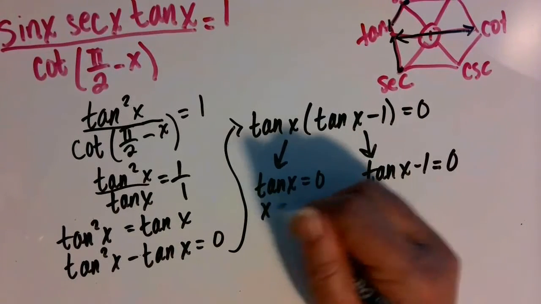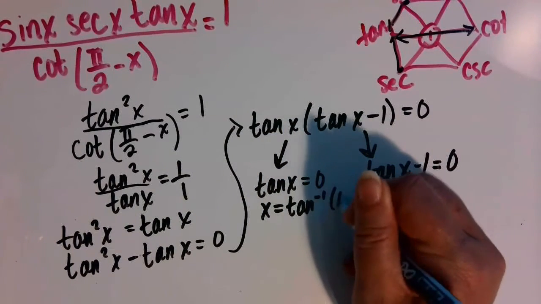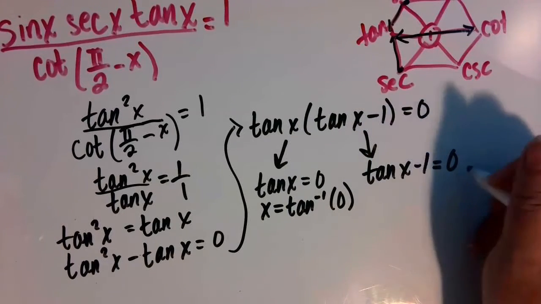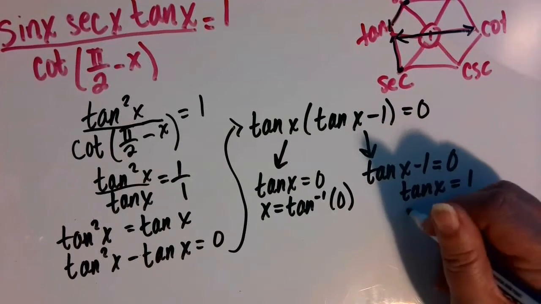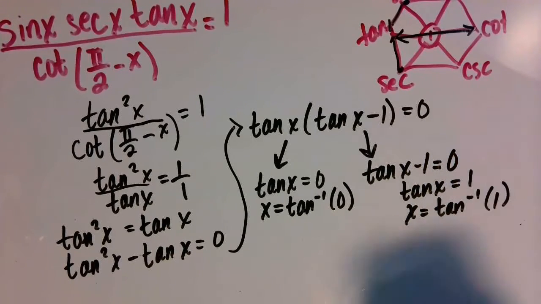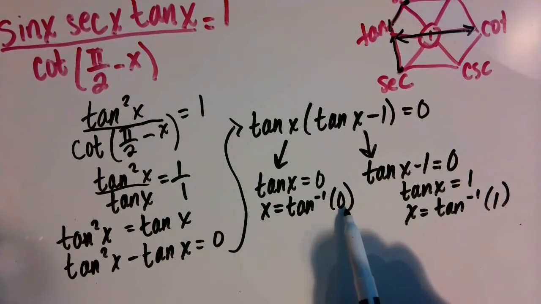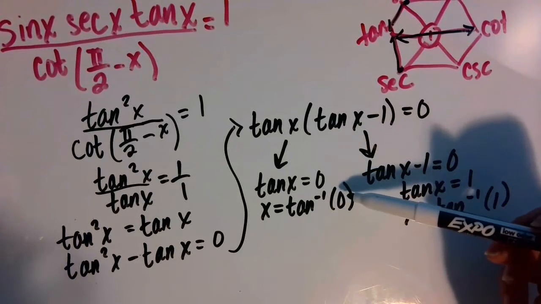So if we use the inverse, then x is the arctangent of 0. And if we add 1 to each side in our second equation, and then apply the inverse, x is the arctangent of positive 1. So arctangent of 0 is asking us to find all the angles on the unit circle over the interval 0 to 2 pi that have a tangent value of 0.